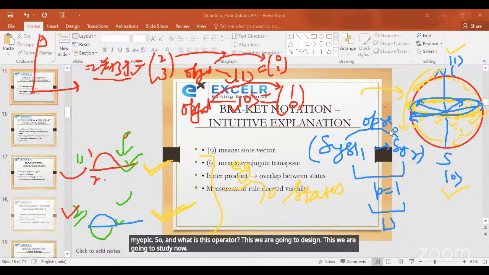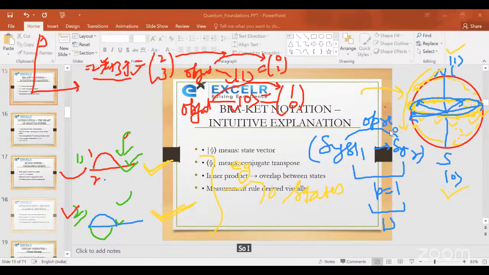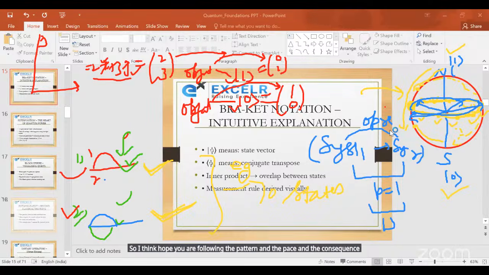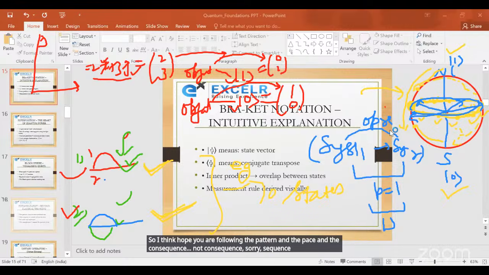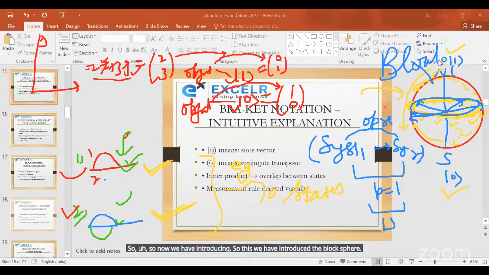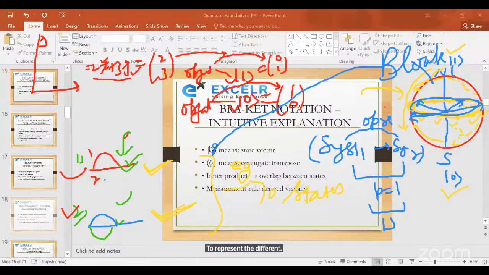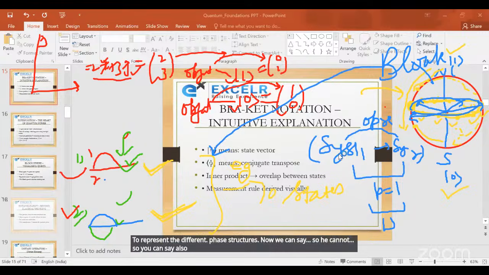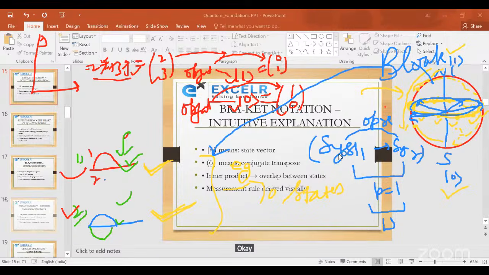I hope you are following the pattern and the pace and the sequence. So what sequence are we aligning here? We have introduced the Bloch sphere to represent the different phase structures. So you can also say the Bloch sphere is used to represent the different phases.